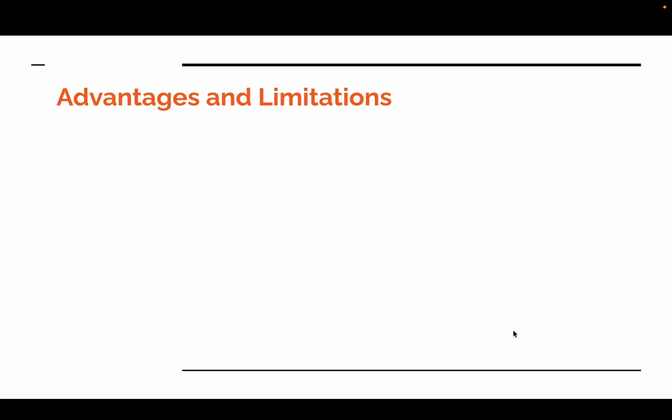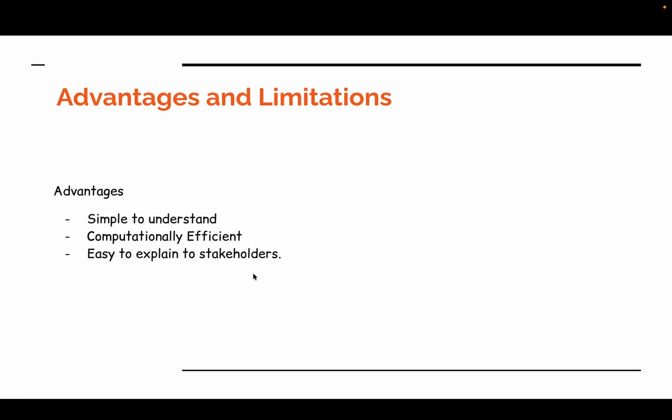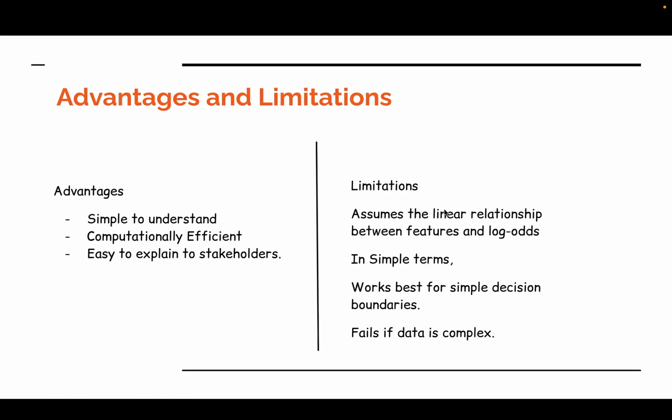Now let's understand the advantages and limitations of logistic regression. When it comes to advantages, since the model is quite simple, it is easy to understand. We just have to understand the probabilities and how it works. It is computationally efficient because we are not performing any heavy mathematical operations. It is also easy to explain to the stakeholders. Some of the limitations include that logistic regression assumes a linear relationship between the features and the log odds, which in simple terms means this model works best for simple decision boundaries, but it fails if the data is complex.